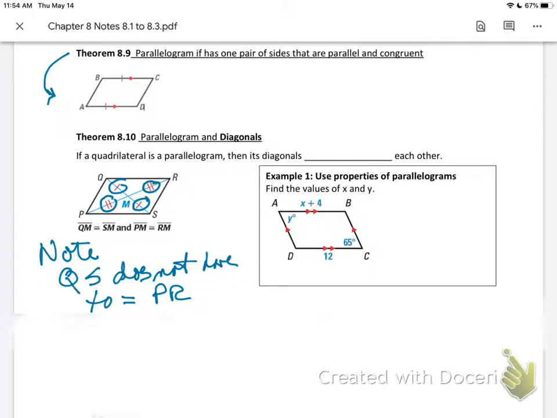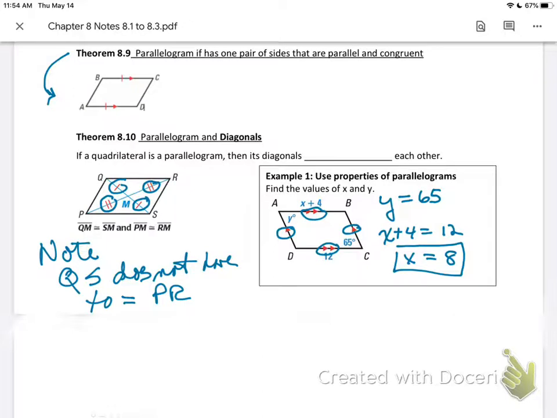Okay, here's an example that we can use to apply these properties. Find the values of x and y. They're telling me it's a parallelogram because I see I have parallel sides. So then everything else falls into place. The opposite angles will be congruent, therefore y has to equal 65, and the opposite sides will be congruent. Therefore, x plus 4 has to equal 12, and thereby x equals 8. Okay, so you should be able to go ahead and do the homework, using these theorems to explain your reasoning.